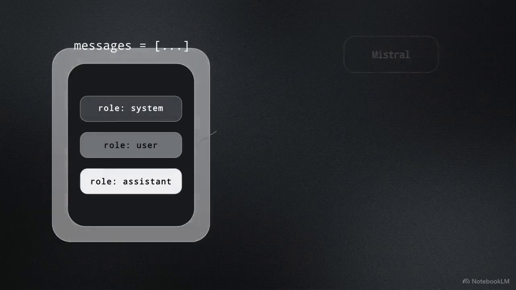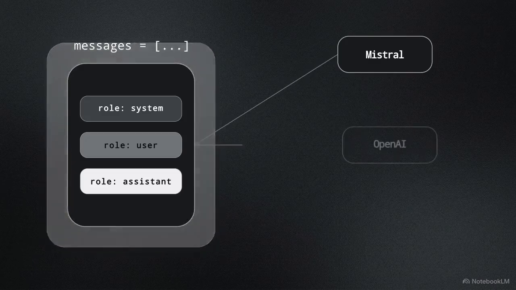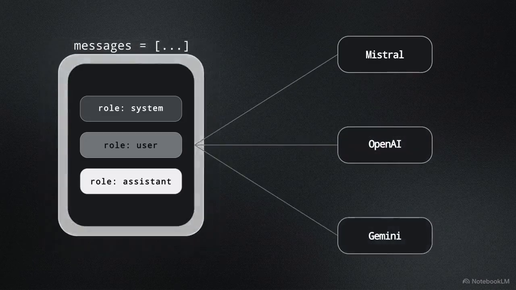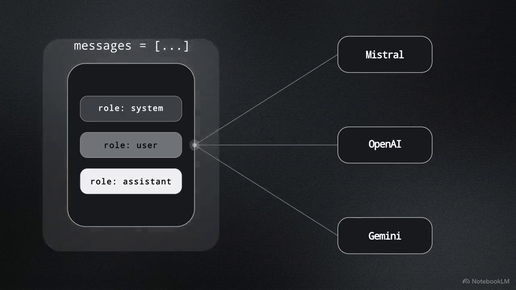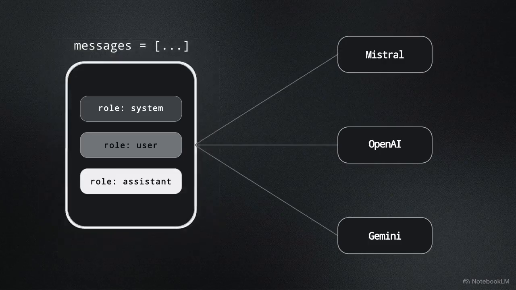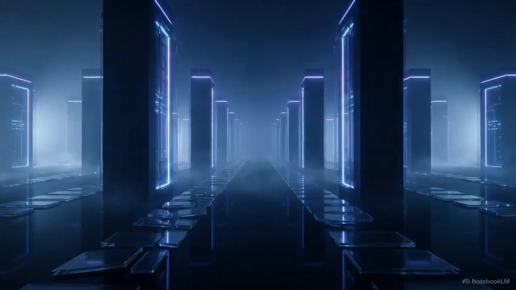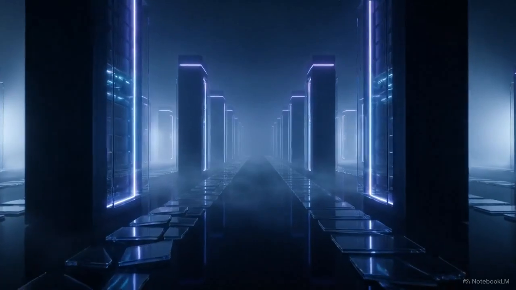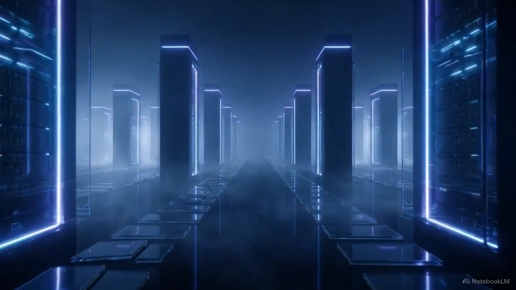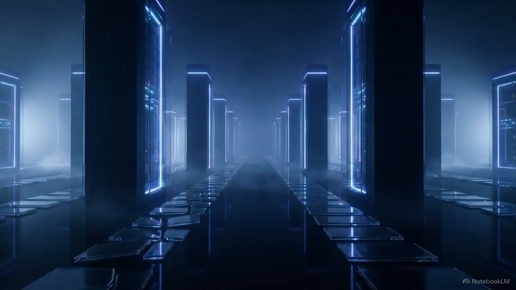Our central memory array can dynamically delegate tasks. A simple calculation might route to an efficient Mistral model, while a complex reasoning task routes to OpenAI or Google's Gemini, all while preserving the exact same conversation history. By implementing this routing logic, the script coordinates multiple specialized models through a unified memory stream. Mastering state management enables the construction of autonomous systems that can maintain complex context across thousands of tokens.